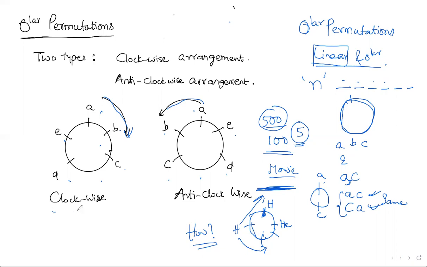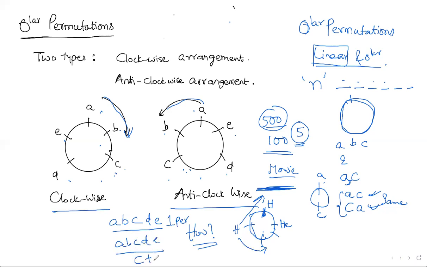There are two types: one is clockwise, one is anti-clockwise. Both of these are not considered the same; they are different. In linear permutation, A, B, C, D, E is only one permutation. But in circular permutation, A, B, C, D, E gives two permutations: one is clockwise, one is anti-clockwise. I hope you understand the difference.